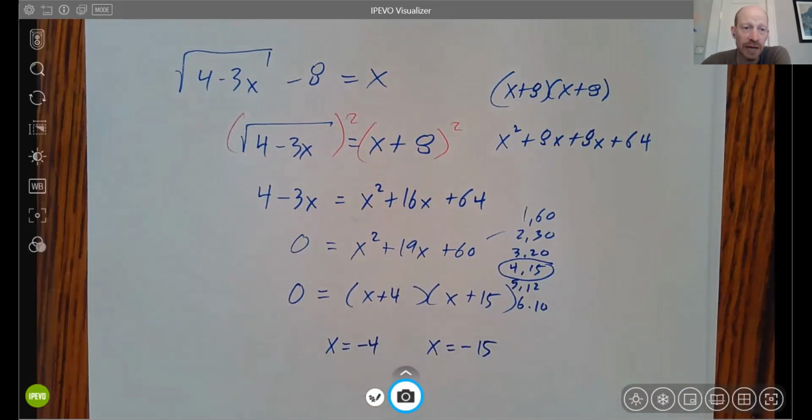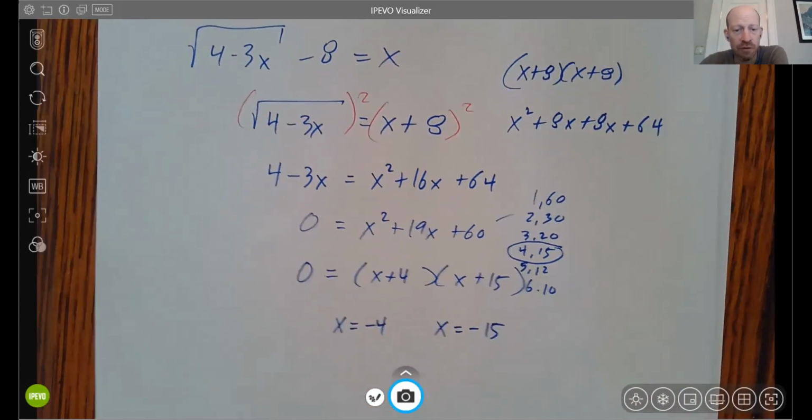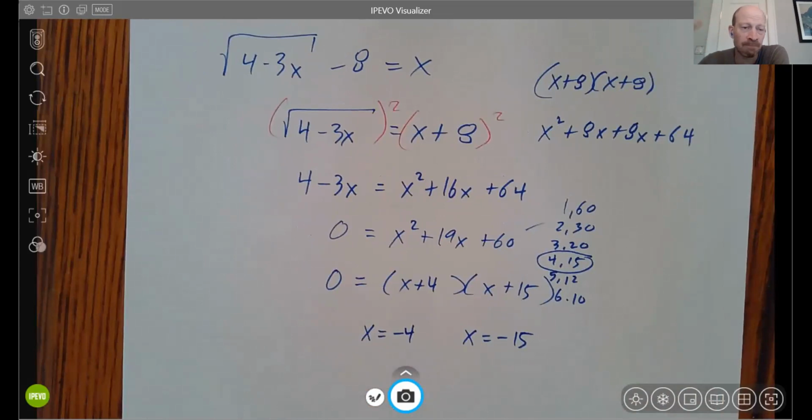Now, just like before, I've got to check these. I don't know if those are, excuse me, if those are both solutions. It's possible. Maybe just one of them's a solution. That's possible. Or maybe none of them are solutions. That's also possible. So everything is still on the table here. I don't know what's going to work.